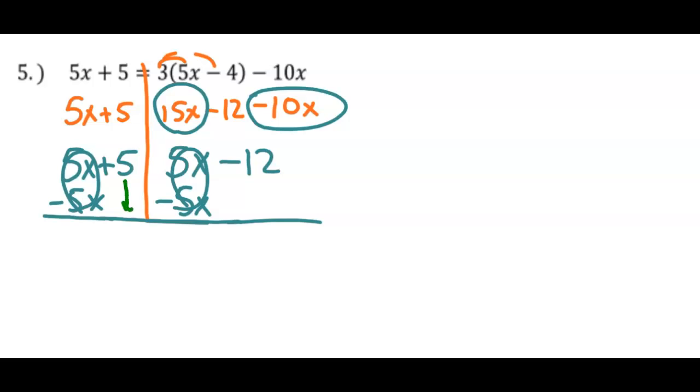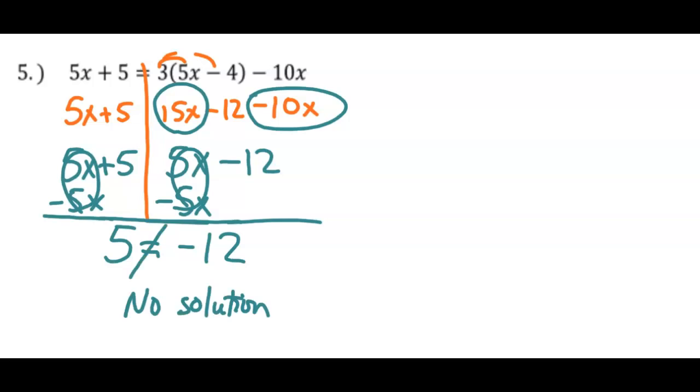So you're still going to bring down what you have. Still going to bring down what you have. But you're going to get 5 equals negative 12. Is that true? No, it's not. So my answer here, I cross out my equal sign, and I say it's not equal. And my answer here is no solution.